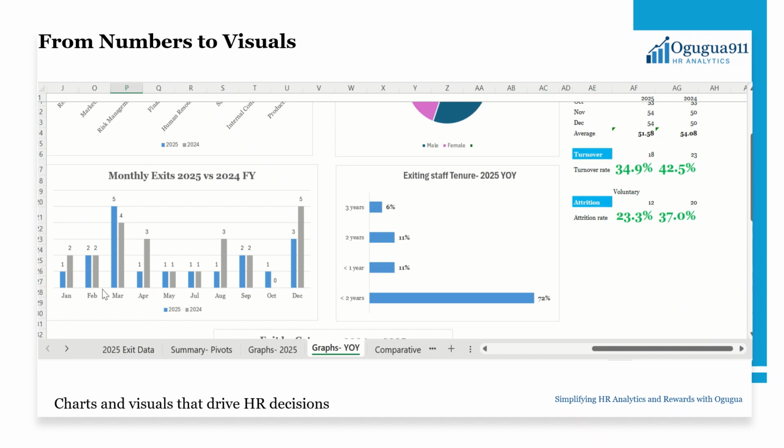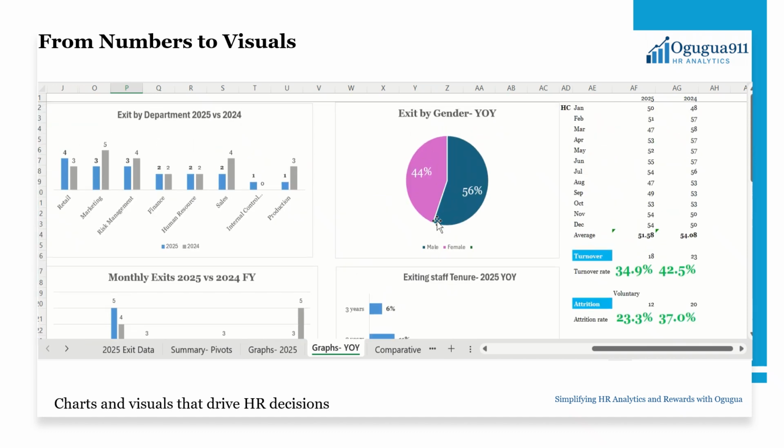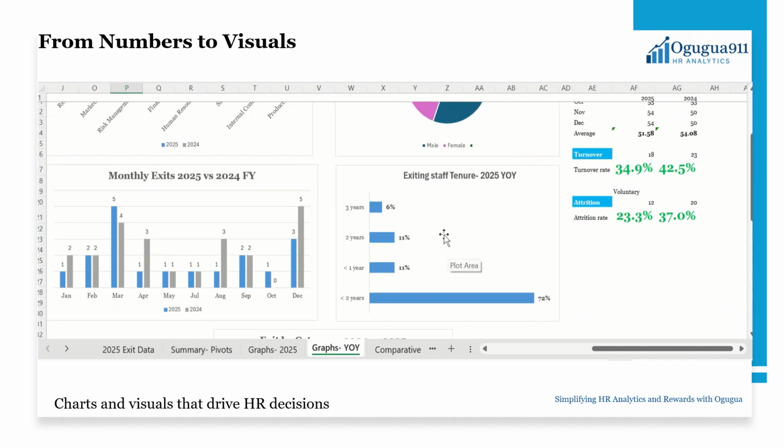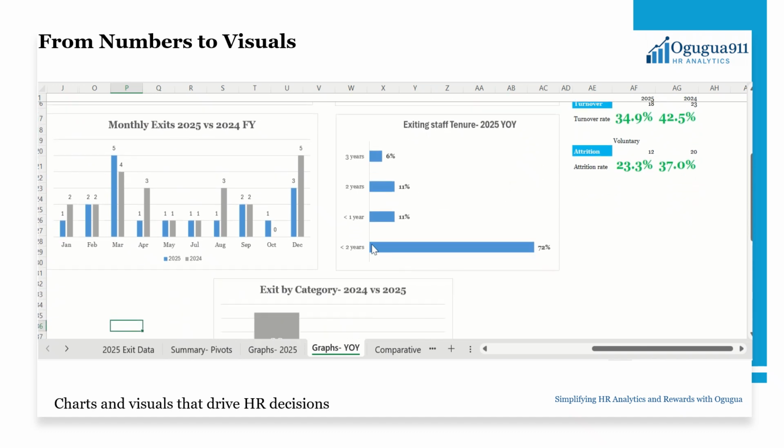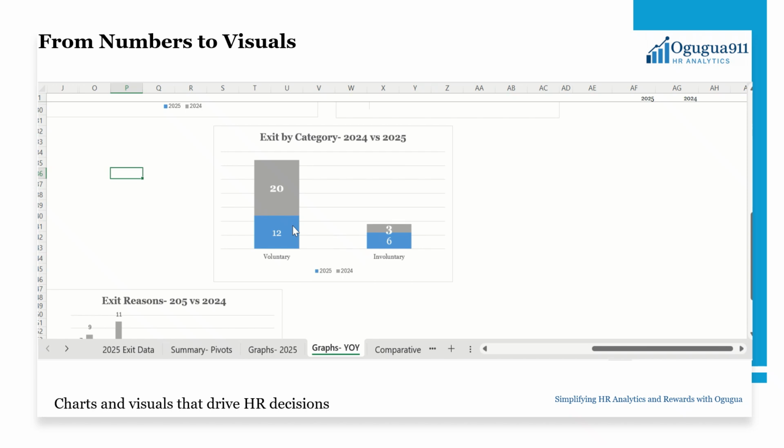Then our monthly exits, we also see the trend maintaining the same thing somewhere in March and in December. But for last year, we had more in August. Again, it means that there's something unique about March and December. Then to show you the year-on-year staff tenure, it's about the same thing, so we have nothing to worry about.